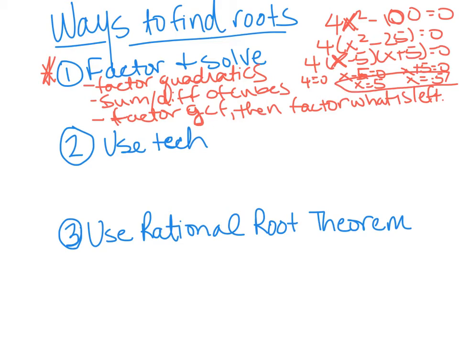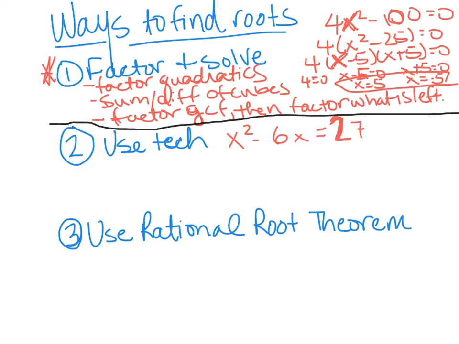Using technology, there's a couple ways you can use technology. Let's say you were given x squared minus 6x equals 27, and I said use technology to solve for this. Well, there's two ways you can do it. Method A, you can enter these equations in: x squared minus 6x as y1, and 27 as y2.